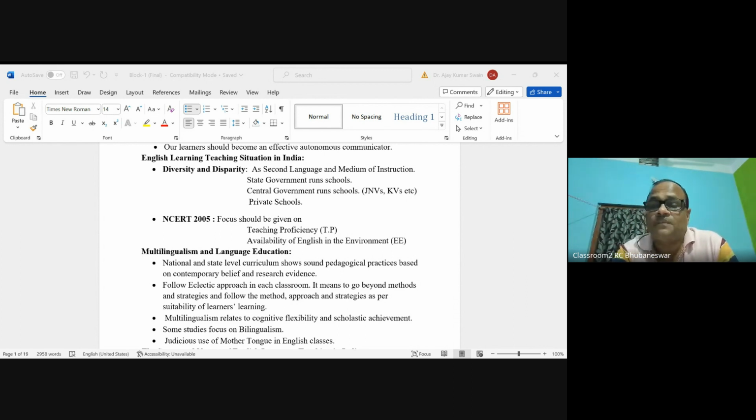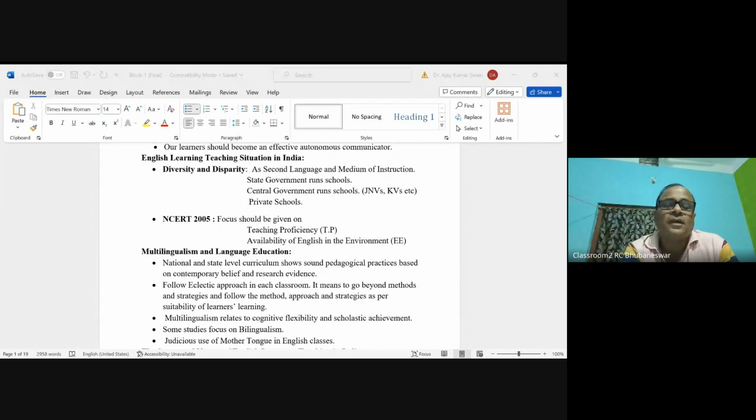So it is very important. Without pedagogic skills, without content knowledge, without skill of speaking, without transaction of teaching learning material in an effective way, a teacher may not prove himself or herself as a proficient teacher. This is very important. So NCERT 2005 gave focus on the teacher becoming proficient before joining the teaching profession and teaching English classes.